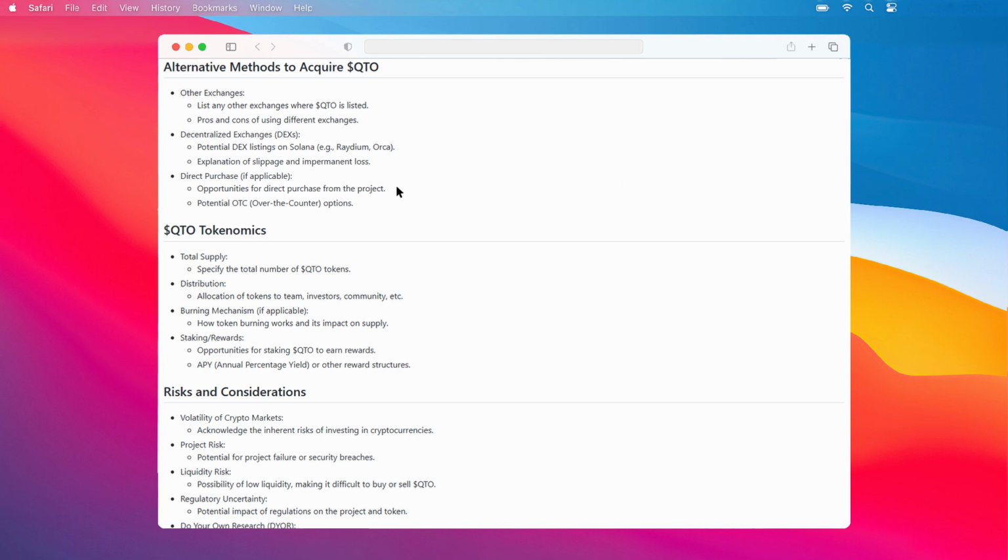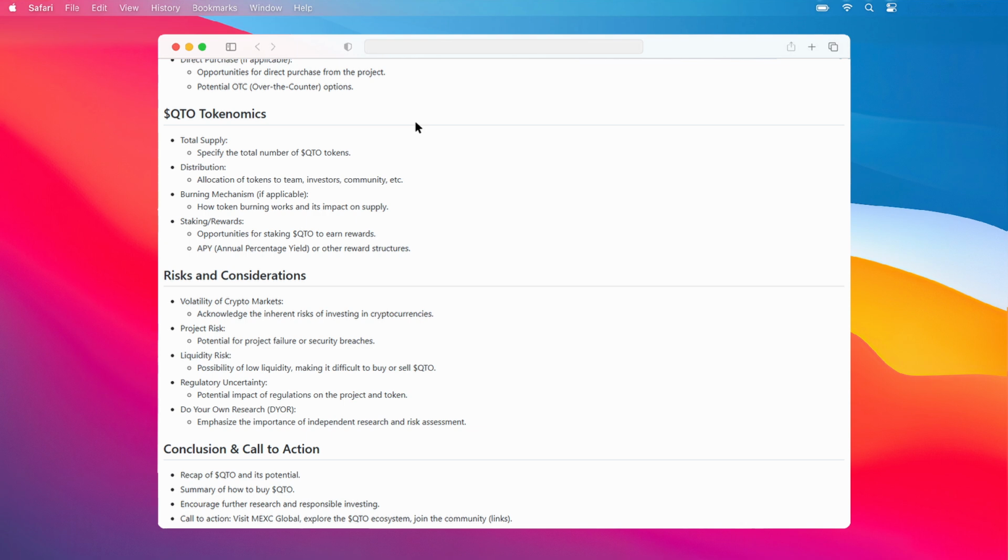Right, let's delve into the tokenomics of the $QTO token. First, we need to understand the total supply, which specifies the overall number of $QTO tokens that exist. Next, we'll look at the distribution of these tokens, detailing how they are allocated amongst the team, investors, the community, and any other relevant parties.